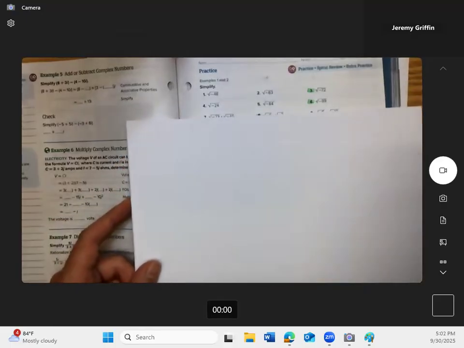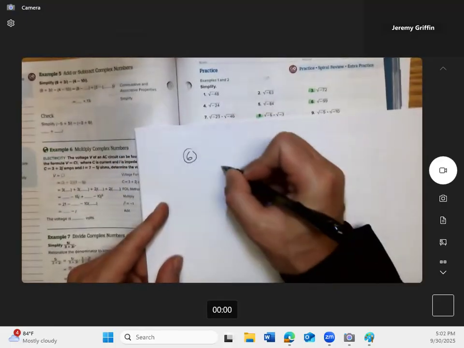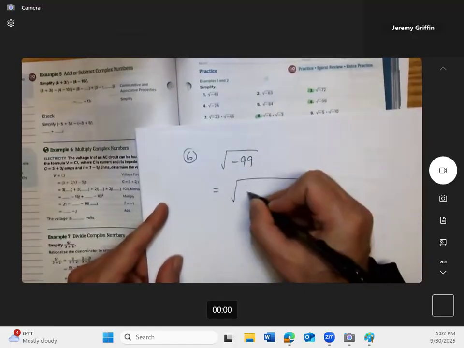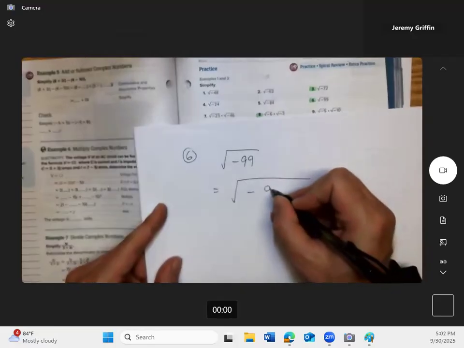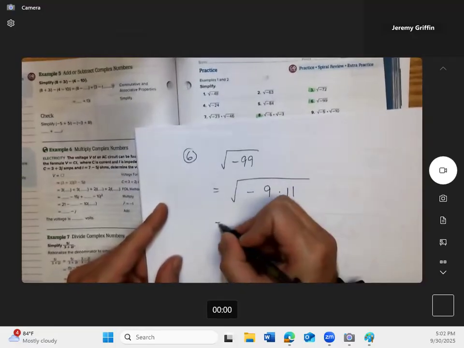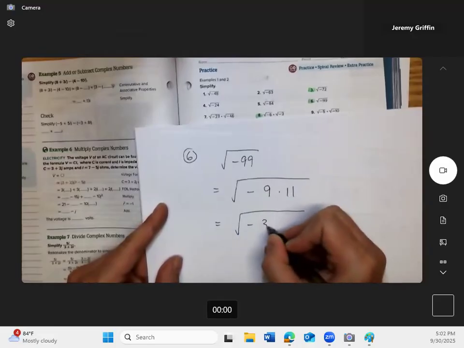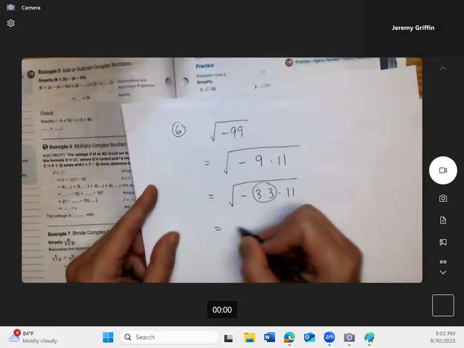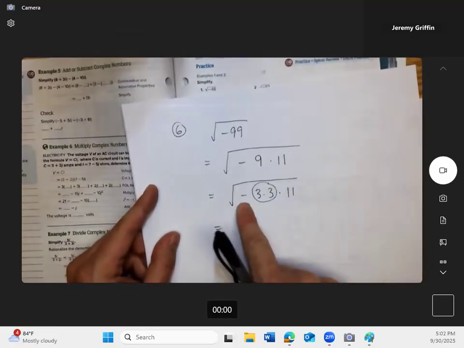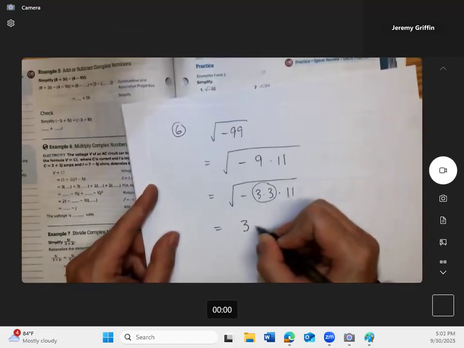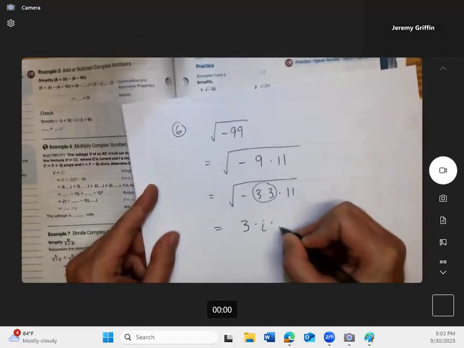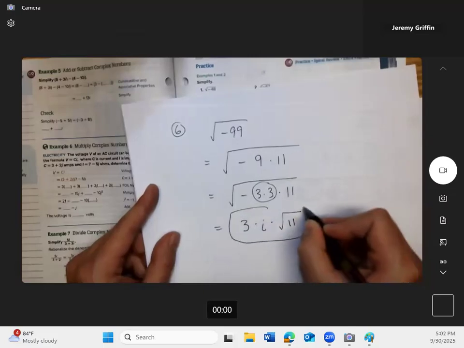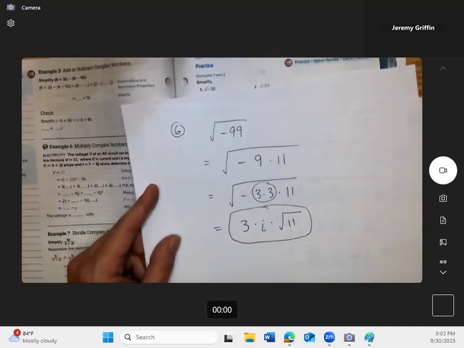Number 6. Square root of negative 99. Well, I know 99 is like 9 times 11, and if you want one more step, I'll do 3 times 3. I can pull that out, and that is 3. The negative pulls out as an i, so I got a 3, I got an i, and I got the square root of 11, because 11 is prime, so I can't really do anything with that. So that's number 6. Boom.